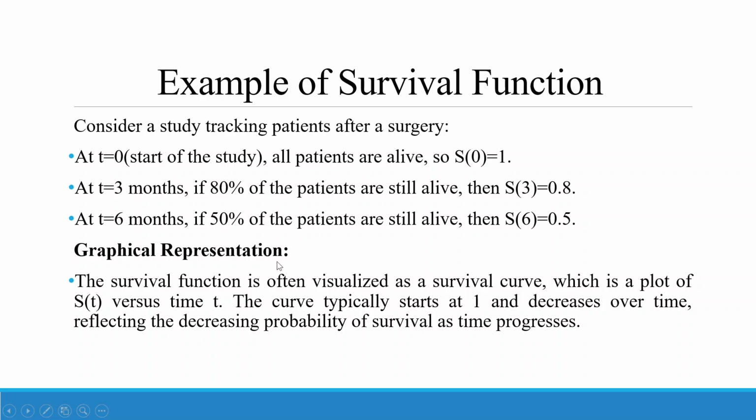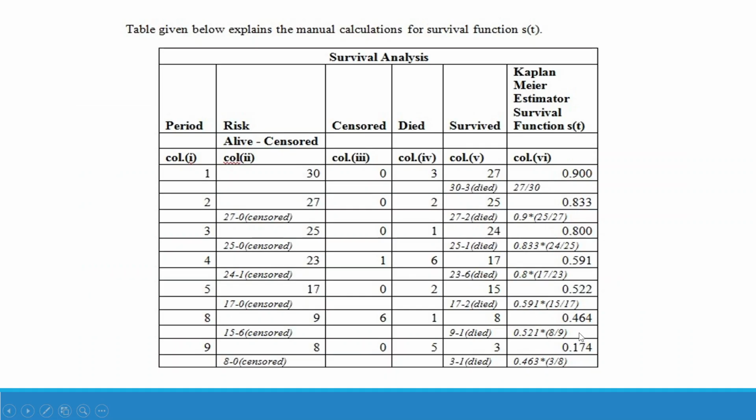Graphical representation. The survival function is often visualized as a survival curve, which is a plot of S(t) versus time t. The curve typically starts at 1 and decreases over time, reflecting the decreasing probability of survival as time progresses.